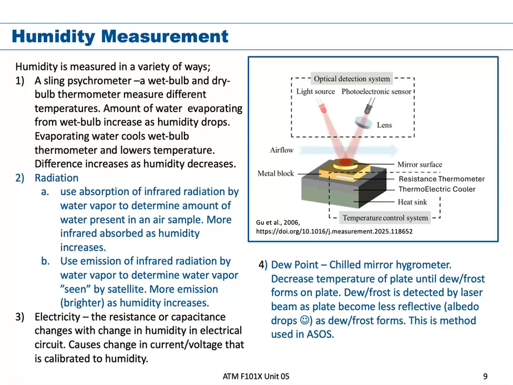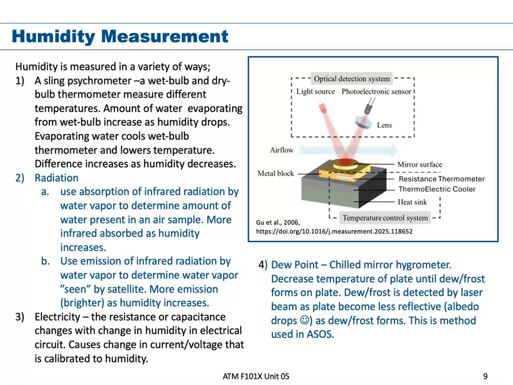There are several ways to measure humidity. A sling psychrometer uses two thermometers, a dry bulb thermometer, which is a regular liquid thermometer, and a wet bulb thermometer, which is a liquid thermometer with a wet piece of cloth over the bulb. The dry bulb thermometer measures the regular temperature T.